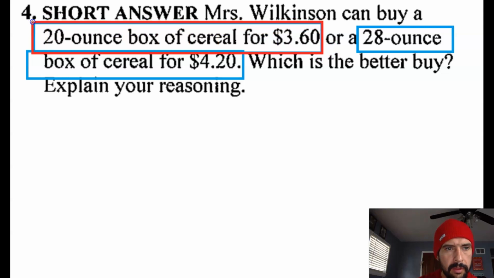Okay, 2 different pieces of information, right? So we just have to figure out which one the better buy is. And what I'm going to do is first figure out how much my unit rate is. Remember, my unit rate is when I have to make something equal 1. Basically, my bottom number is going to equal 1.